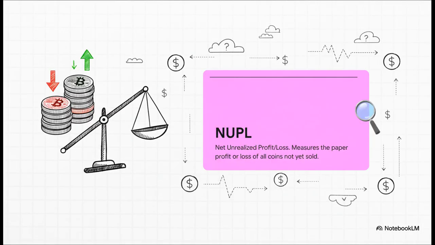Okay, so SOPR tells us about the people who are selling. But what about everyone else who's just holding? That's where NUPL comes in, net unrealized profit loss. It's like taking an X-ray of the entire market to see how much paper profit or paper loss is just sitting out there. It gives you a fantastic gauge of the overall mood.